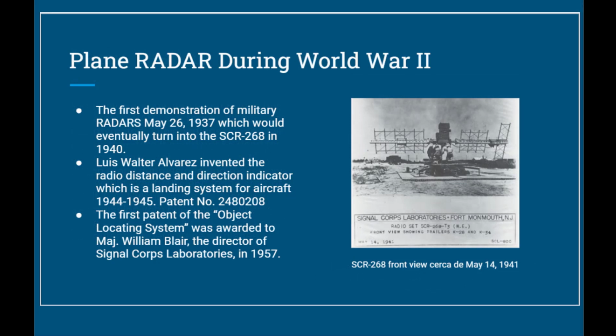Plane radar during World War II started with the first demonstration of military radars. It occurred on May 26, 1937, which would eventually turn into SCR-268 in 1940. Next, Louis Walter Alvarez invented the radio distance and direction indicator, which was used as a landing system for aircrafts from 1944 to 1945. It has the patent number 2480208. Lastly, the first patent of the Object Locating System, or radar, was awarded to Major William Blair, the director of Signal Corps Laboratories, in 1957.